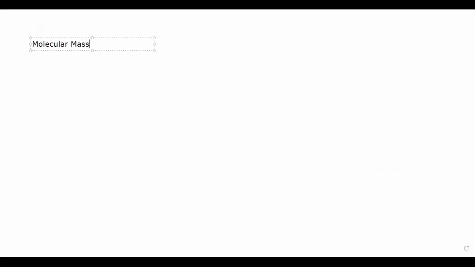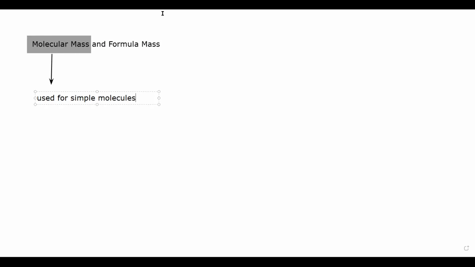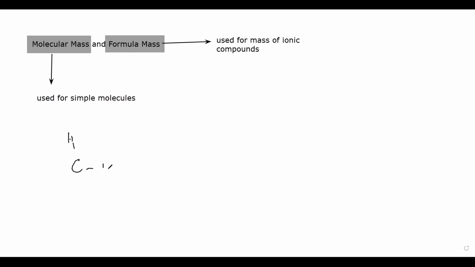Then what is the difference between molecular mass and formula mass? Basically, we can use the same term molecular mass or formula mass, but there's a difference here. The molecular mass is a term which is used for simple molecules. And the formula mass is normally the term used for the mass of ionic compounds. Because if I say CH4, methane, I have one carbon and 4 hydrogen. So carbon is 12 plus hydrogen 1 into 4. So the total will be 16. So I will say the relative molecular mass is equal to 16.